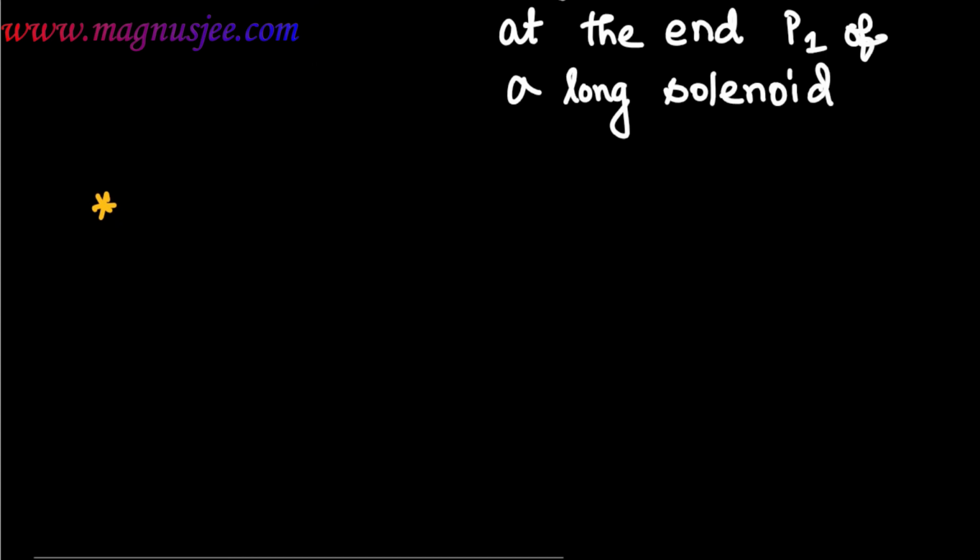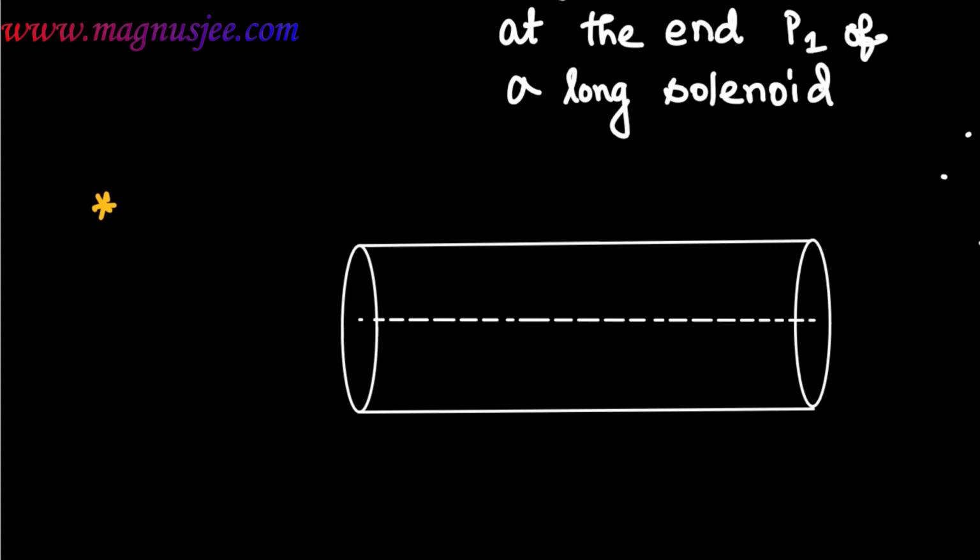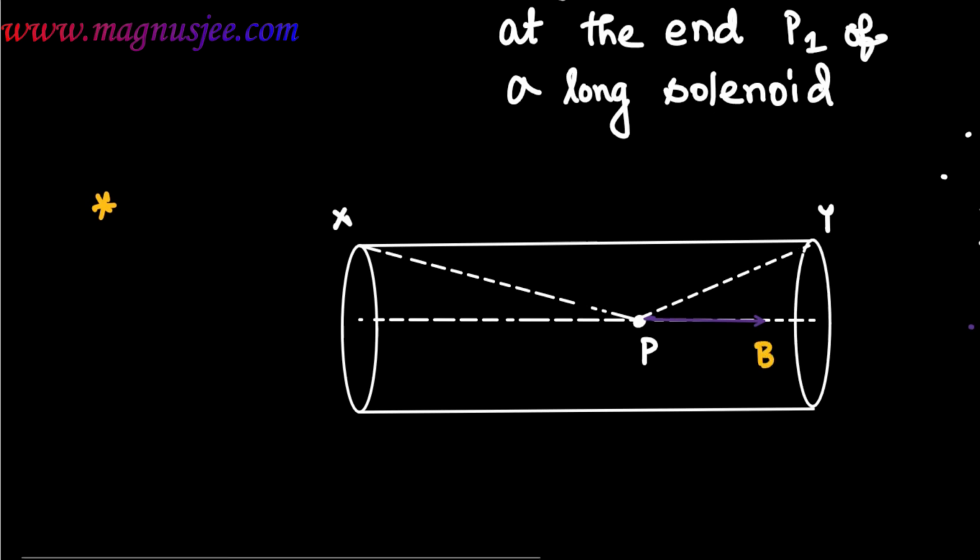Again, we can draw the diagram of the solenoid. x and y are the two ends, and at P the magnetic field B will be acting along the axis towards the right. We can denote the oblique distance of the end x and the oblique distance of the end y from the point P. This can be denoted by a dotted straight line.